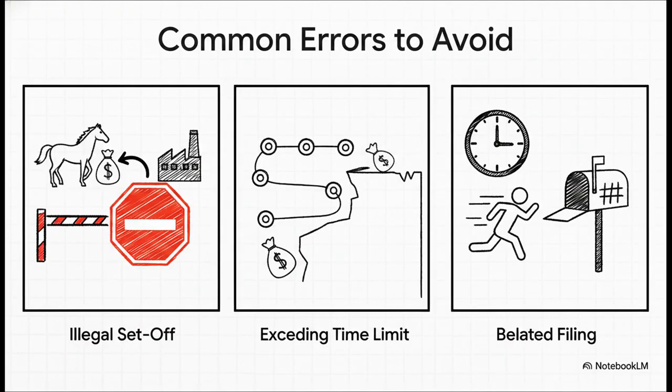First, the illegal set-off. This is trying to use the racehorse loss to reduce tax on other income. The law just flat out says no. Second, trying to carry the loss forward past that 4-year limit. The clock runs out. And third, and honestly this is the most common and painful one to see, filing the return late. So many people think, oh, I'll just file a belated return, it's fine. It's not fine. As we just discussed, you completely lose the right to carry that loss forward.